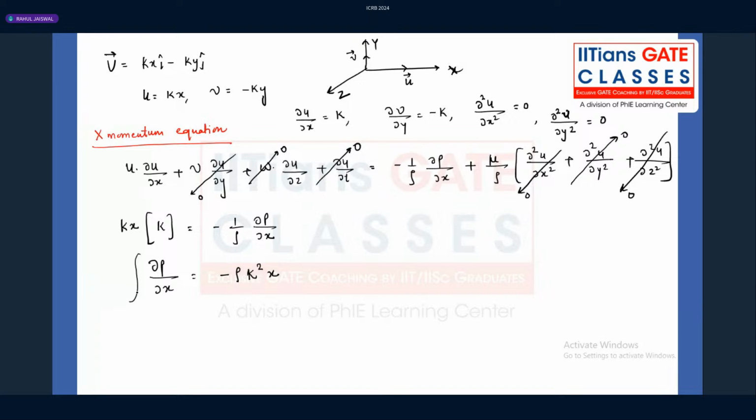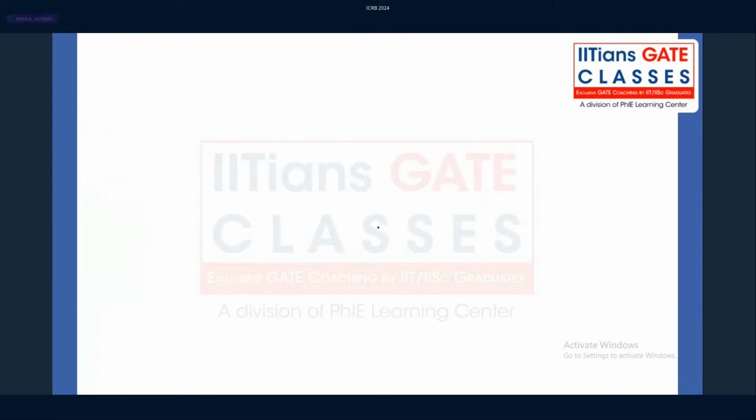Now we need to integrate it. Whenever we integrate a partial differential equation, we need to add not a constant but some function of variables. So P will be minus rho into k square into x square divided by 2 plus some function of y, because we are differentiating with respect to x. If you differentiate and go back, you will get the same equation. This is equation number 1, for example. Again, I'm writing the y momentum equation here.